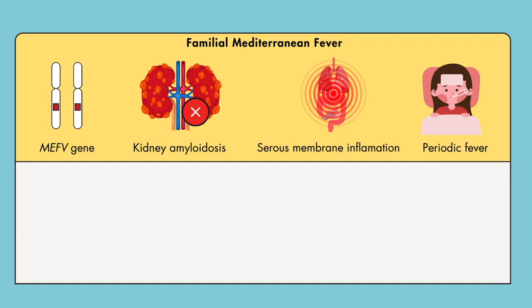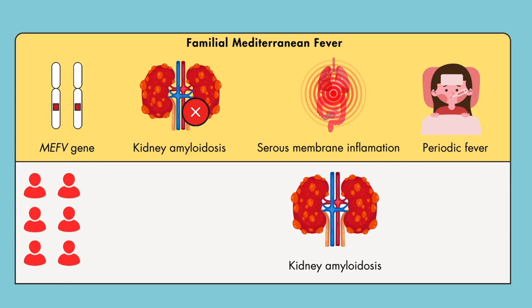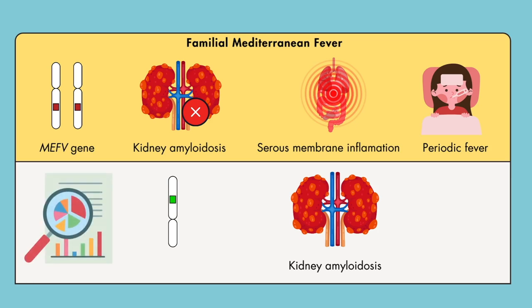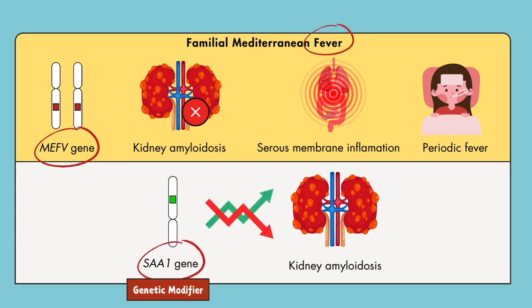Interestingly, not all familial Mediterranean fever patients develop amyloidosis. This difference points to the influence of modifier genes. Recent research has shown that a polymorphism in the serum amyloid A gene, or SAA1 gene, influences the likelihood of developing amyloidosis in familial Mediterranean fever patients. So, while the MEFV mutation causes the core symptom of familial Mediterranean fever, a polymorphism in the SAA1 gene acts as a genetic modifier, increasing or decreasing the risk of renal amyloidosis.